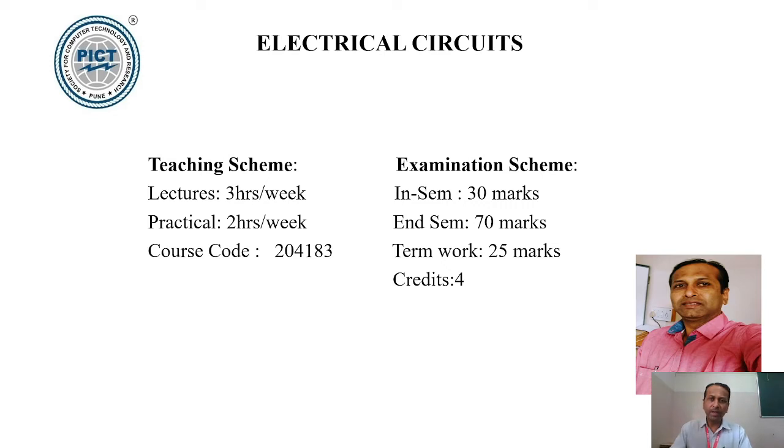For this semester, I am conducting Electrical Circuits for SE and TC students. Let's go through the teaching and the examination scheme for this subject. Teaching scheme: lectures 3 hours in a week, and practicals 2 hours in a week. Course code 204183. Examination scheme: in-sem 30 marks, end-sem 70 marks, term work 25 marks. Credits for this course total 4.